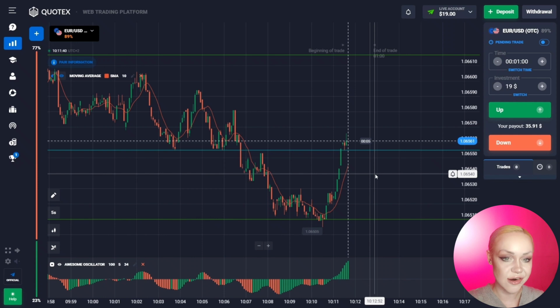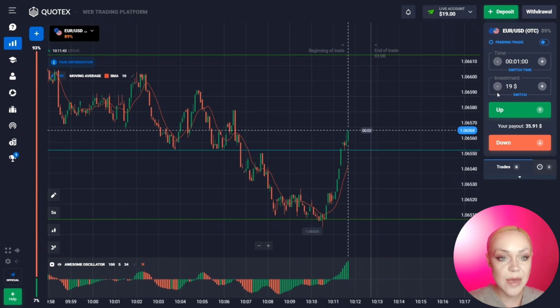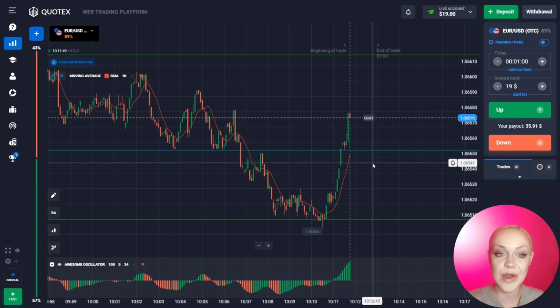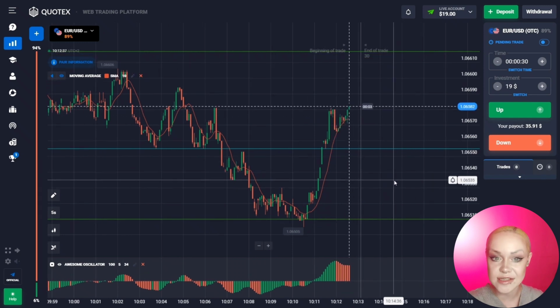So, well, let's get started. So let's have a look at the chart. We see that the price, after a long bearish trend, broke away from the level of support and went up with an impulse, breaking through the current level of resistance.